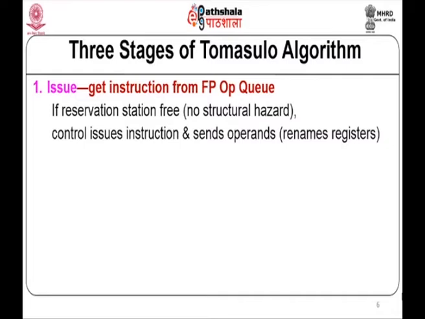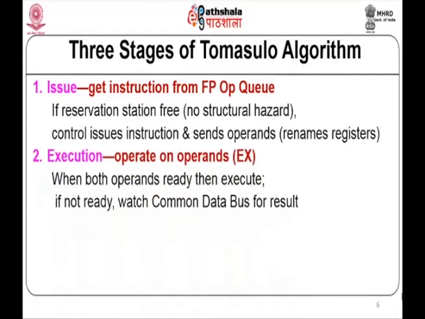And during the issue stage, if operands are already available, you read the operands from the register file and load them into the reservation station entry. If operands are not available, then indicate which instruction is to produce a result for this particular instruction. All that happens during the issue stage.